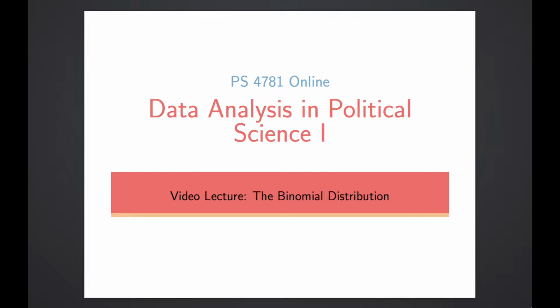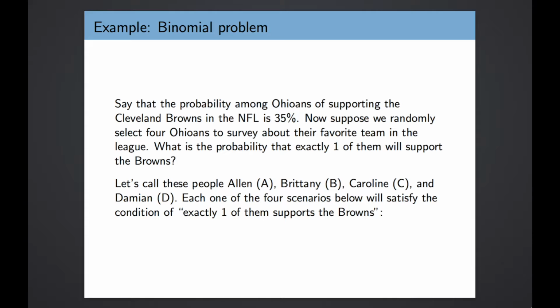So to motivate this discussion and to talk a little bit more about what these concepts mean, let's go ahead and begin with an example. In this example, let's stipulate that the probability among Ohioans of supporting the Browns in the NFL is 35%. And now let's say that we take a random sample of 4 Ohioans to ask them about their favorite team in the NFL. What's the probability that exactly one of these 4 Ohioans is going to support the Browns?